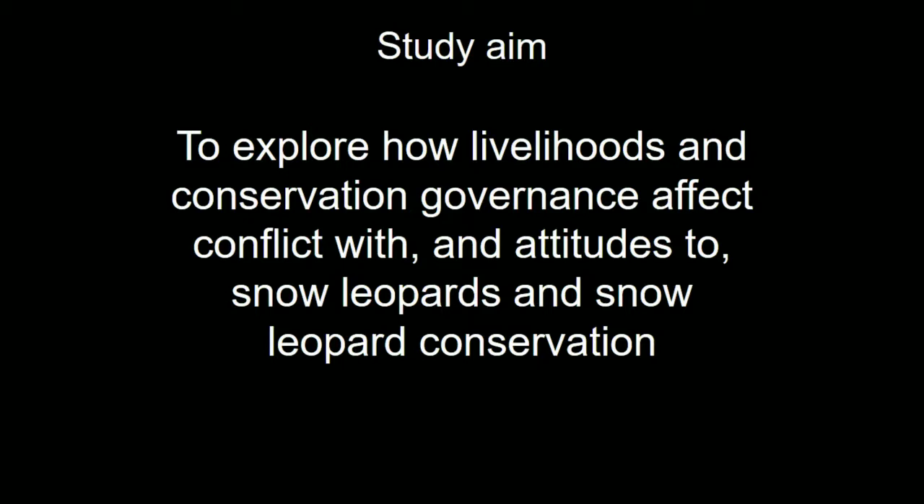However, that hasn't really been tested to date, so I was interested in looking at whether livelihood diversification improved attitudes and reduced conflict, and whether involving people in conservation governance and management did the same, not just for the species, but also for the actors and the interventions used to conserve the species, because you remember, conservation is a social process. It's done by people, and it's inherently political.